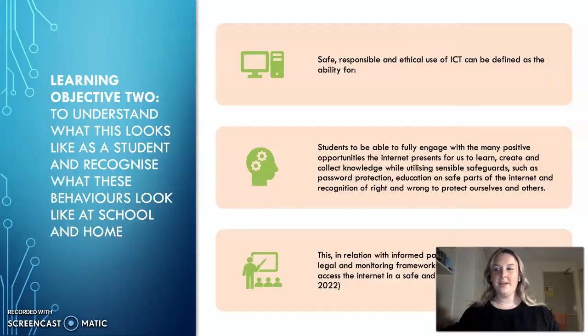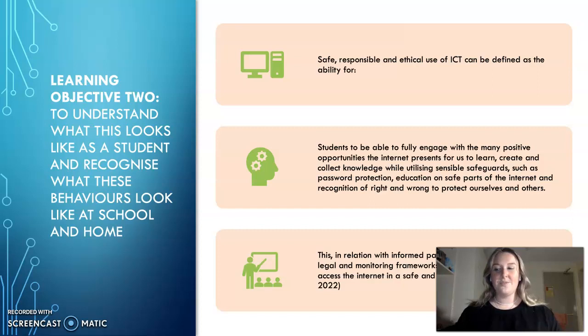According to UNICEF, safe, responsible and ethical use of ICT can be defined as the ability for students to be able to fully engage with many positive opportunities the internet presents for us to learn, create and collect knowledge, by utilising sensible safeguards such as password protection, education on safe parts of the internet, and recognition of right and wrong to protect ourselves and others.